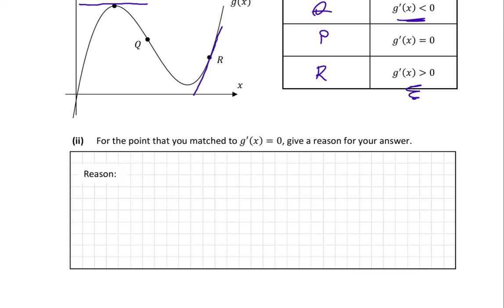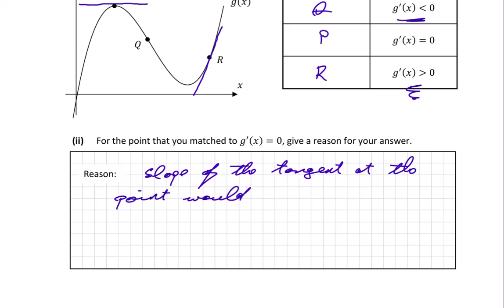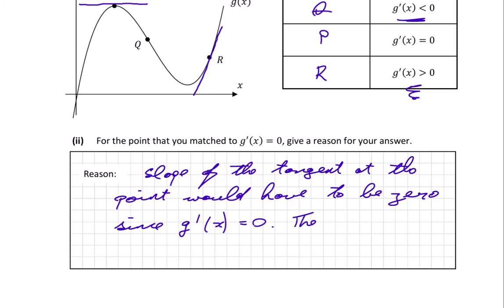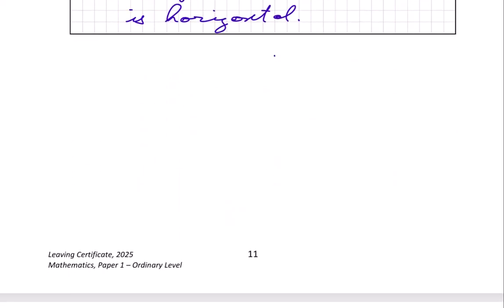But we could say something like the slope of the tangent at the point P would have to be 0, since g prime x is equal to 0. So the tangent is horizontal. Okay, something along those lines anyway would suffice. So that's it for question 4. Let's look at the next question.